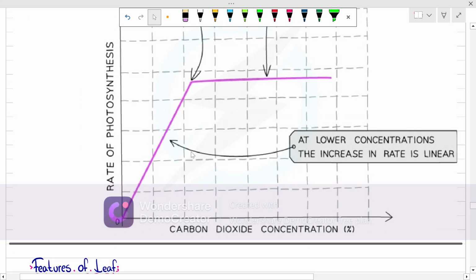This is the graph for carbon dioxide concentration. It's the same as for light intensity.